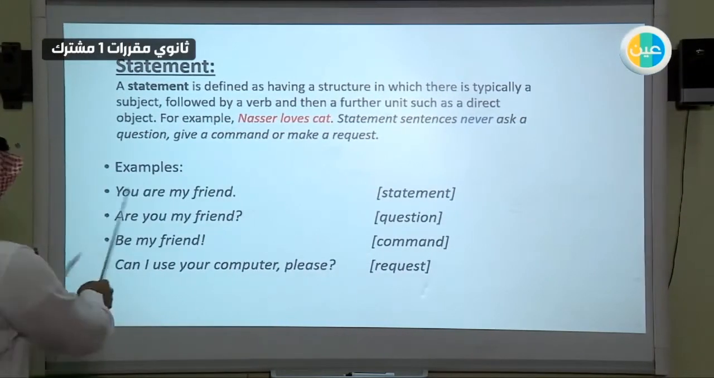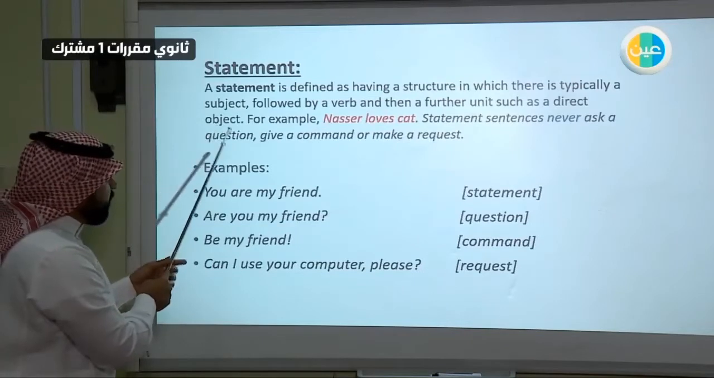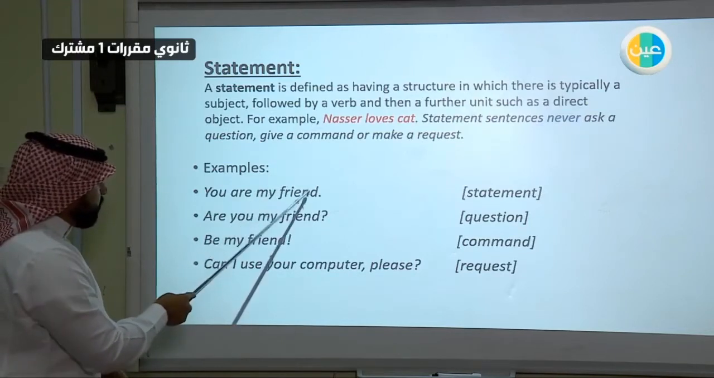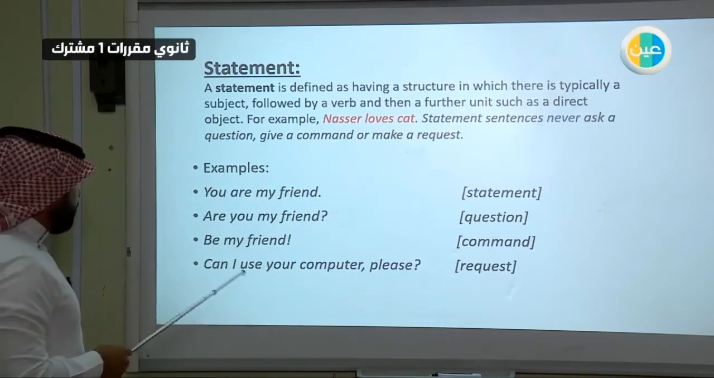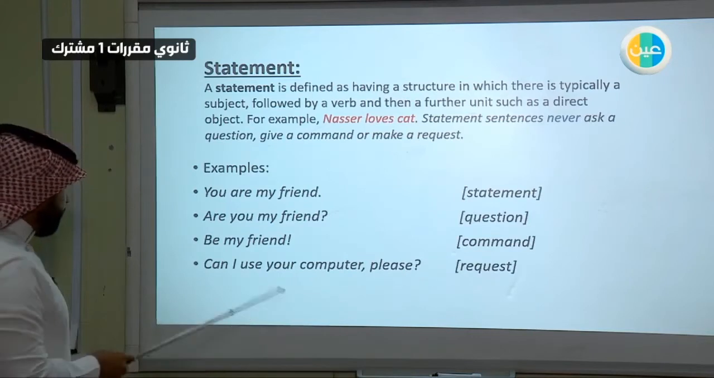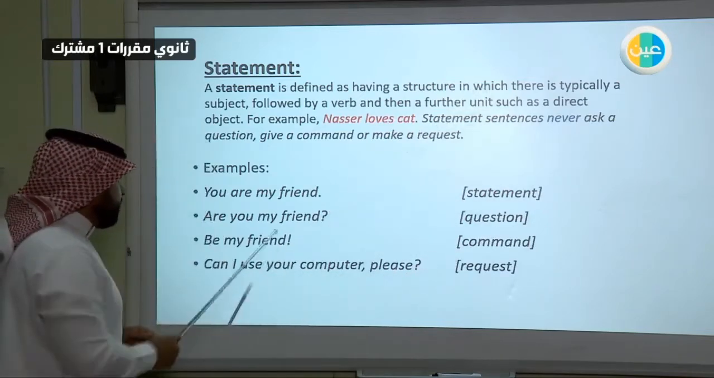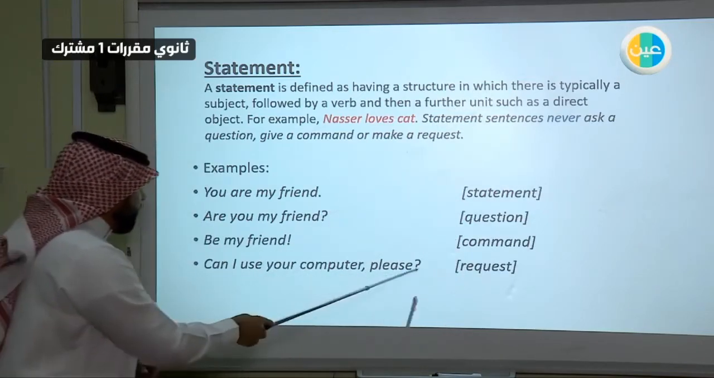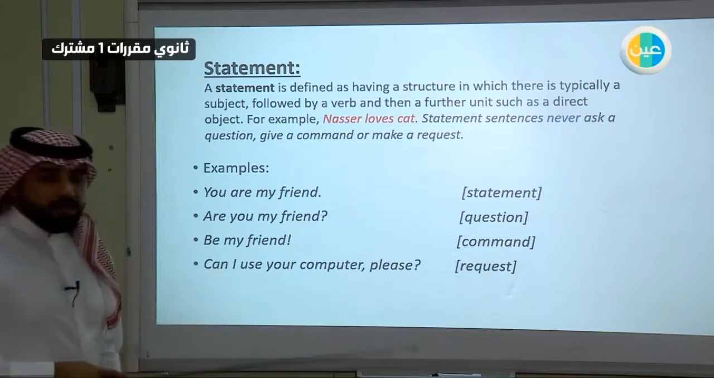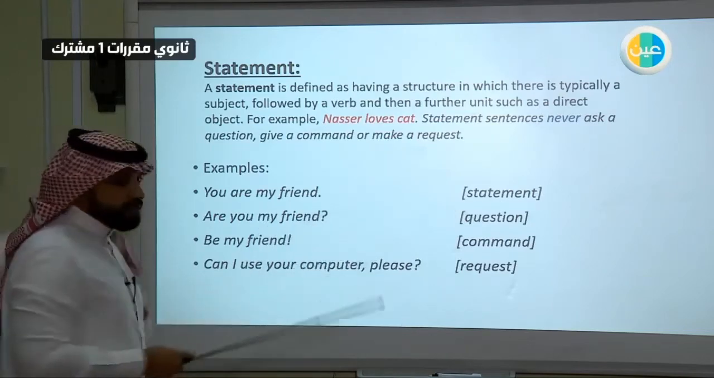So for example, you are my friend. This is a statement because it started, as we said before, with a subject, you, and then a verb, are, and then the direct object, which is my friend. Are you my friend? This is a question, not a statement. Be my friend, like when you command or order someone. This is a command. Can I use your computer, please? This is a request. So our lesson today about reporting direct speech is just about statements, this kind of sentence.